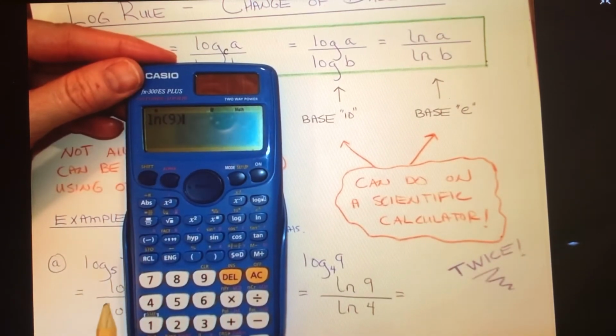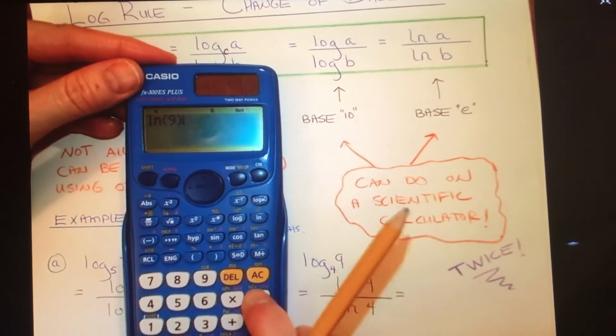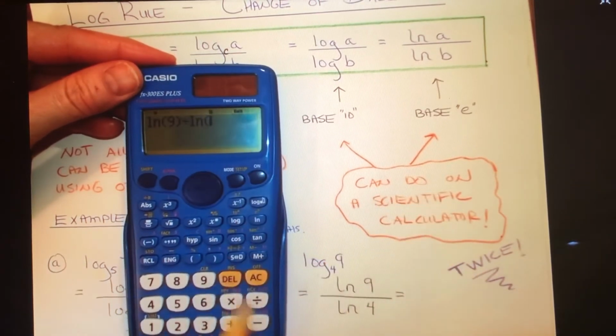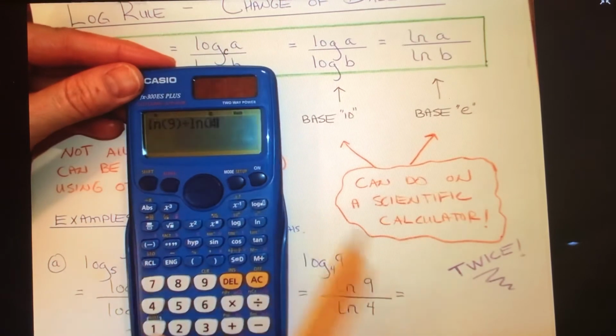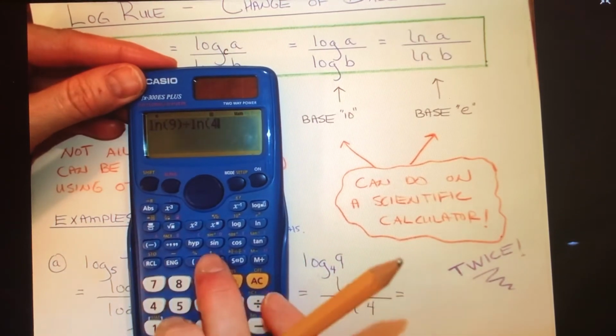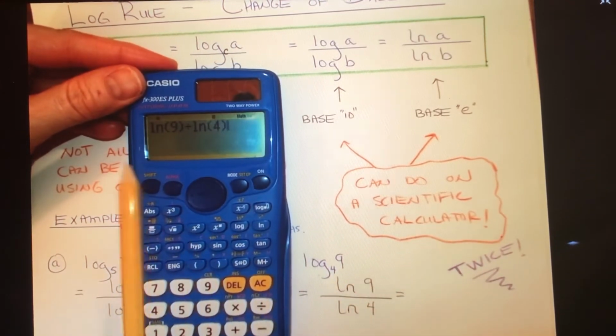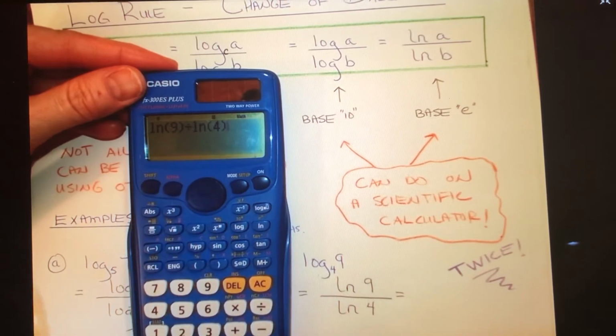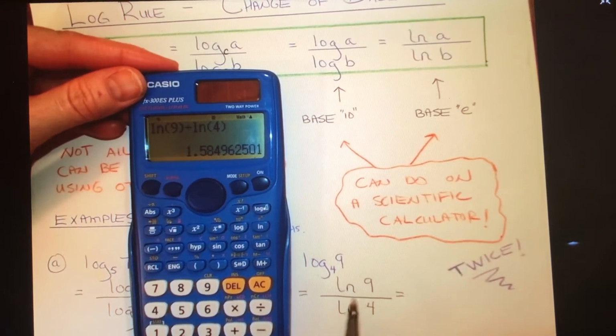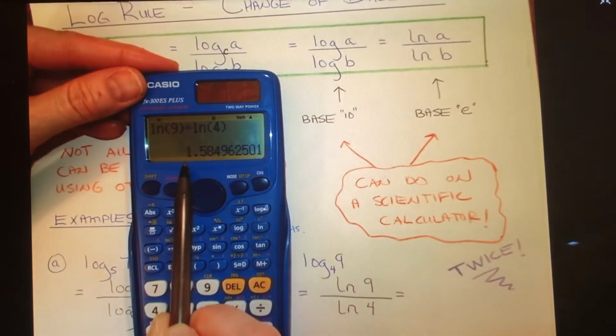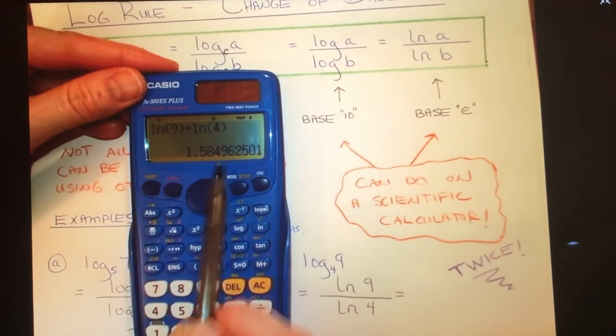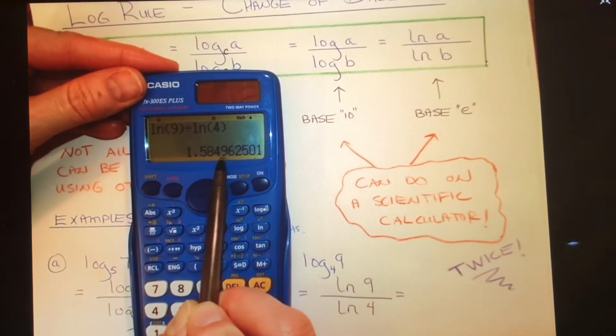So that says the natural log of 9. Now I'm going to divide that by the natural log of 4. And again, I need to close that parenthesis. So that looks good. Natural log of 9 divided by the natural log of 4. I'm going to hit equals. And again, rounding to 4 decimals, I've got 1.58496. This is where that 4th decimal is.